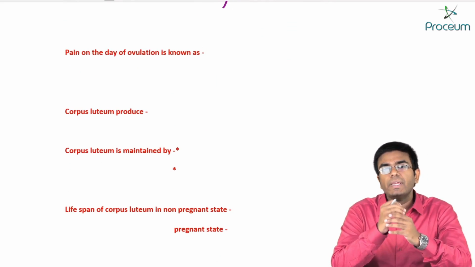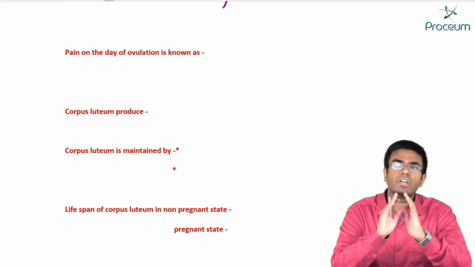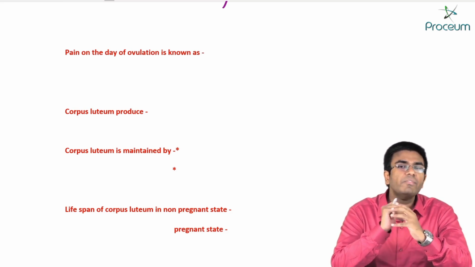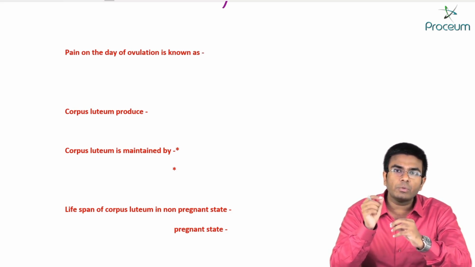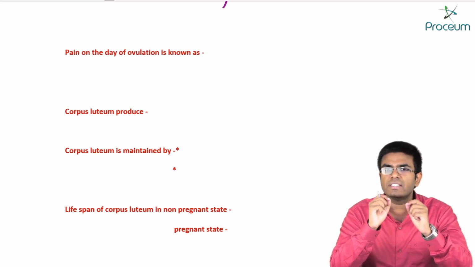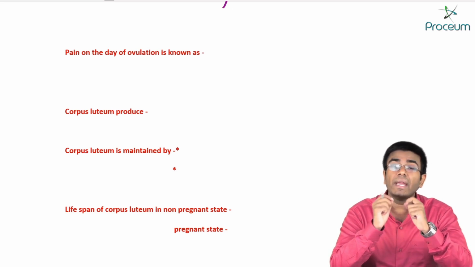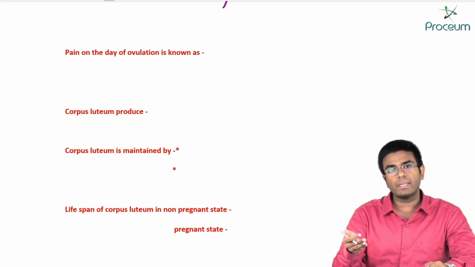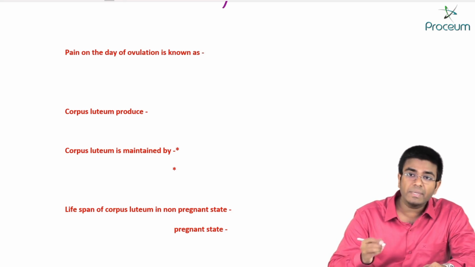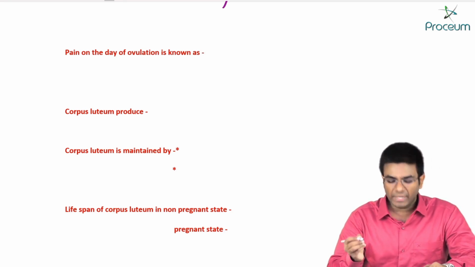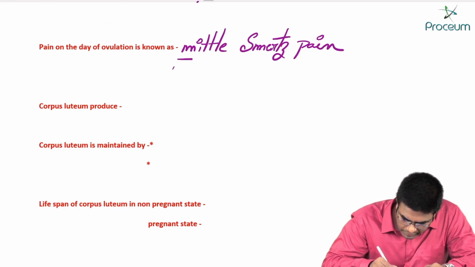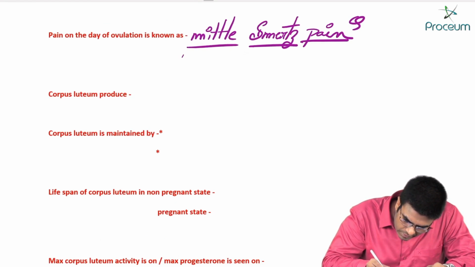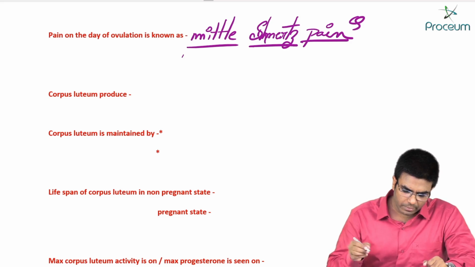Okay, now, pain on the day of ovulation is known as. Certain females will experience pain on the day of ovulation. Most females have pain during menstruation, that is dysmenorrhea. But some females can experience pain even on the day of ovulation. They will say, you know, I might have ovulated. So this pain is known as mid-cycle pain, also known as Mittelschmerz pain. Okay, so Mittelschmerz pain is a pain during ovulation. The spelling is a little bit wrong, but excuse me, Mittelschmerz pain.